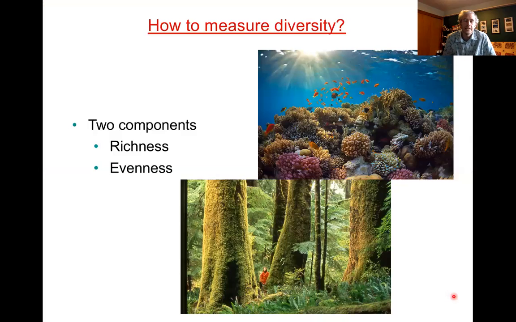Evenness, on the other hand, is a measure of the relative number of individuals in each species. So let's take a look at it here. Here we have 2 images. We've got a coral reef, and we've got the wet forests of Washington State. You can see in this, the coral reefs are, of course, incredibly diverse. We've got lots and lots of different species of coral. We've got a large number of species of fish. But if we look at the coral in particular, it looks like we've only really got one individual of each species.